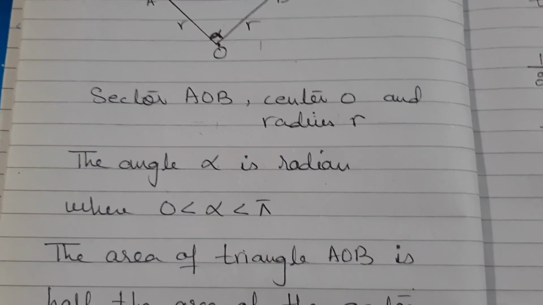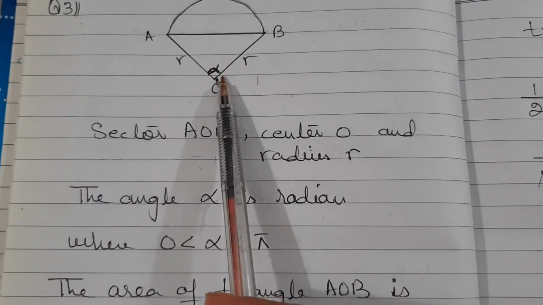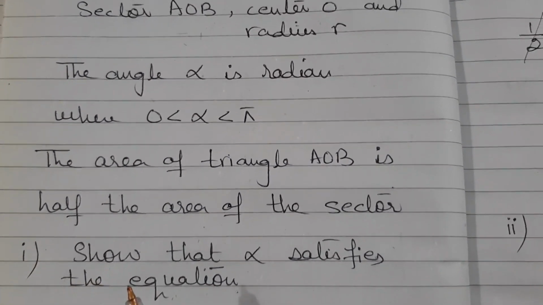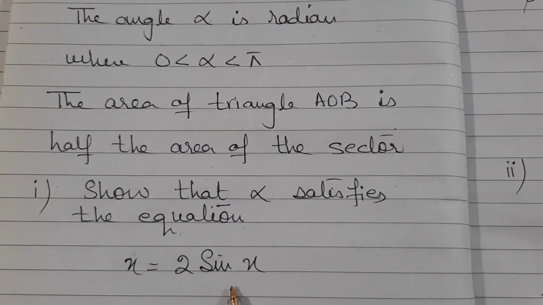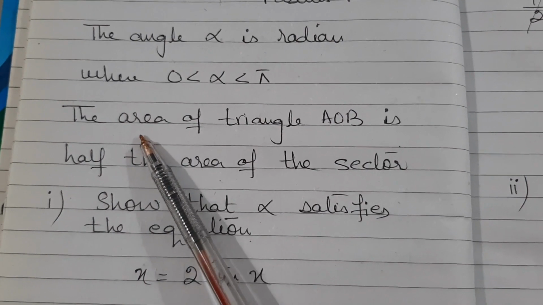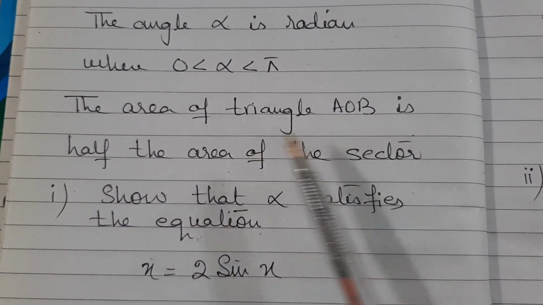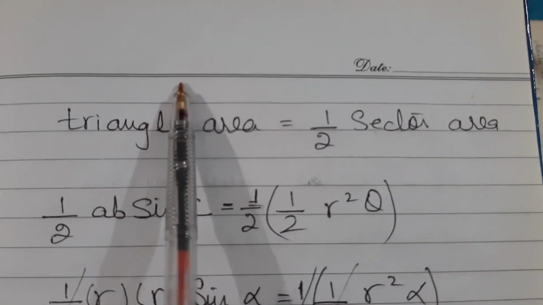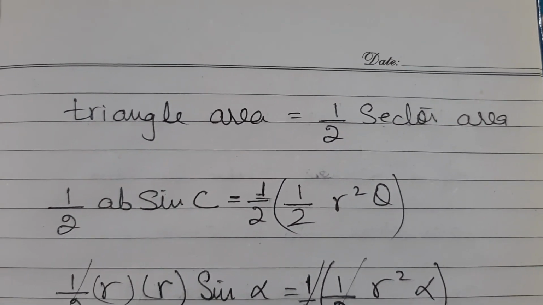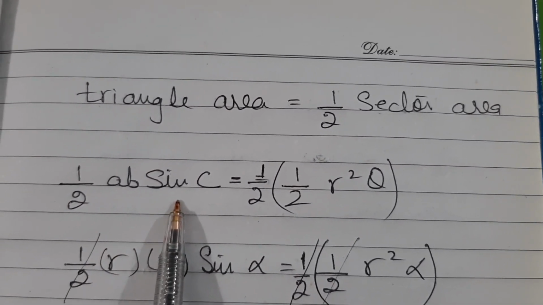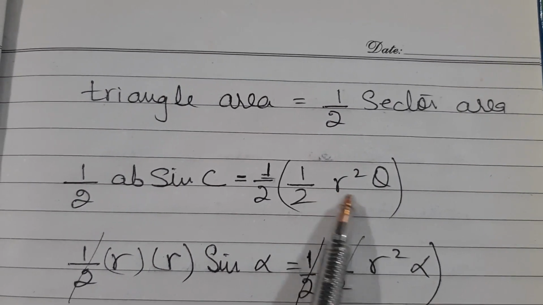Now the information given to you is that the area of triangle AOB, I mean this area, is half the area of the sector. And you have to show that alpha satisfies this equation. So using this information given in the question, that the area of triangle AOB is half the area of the sector, I will end up with this proof. So let's see here. The question was saying the triangle area is equal to half of the area of a sector. We know the area of a triangle is half ab sin C, and the area of a sector is half r squared theta.